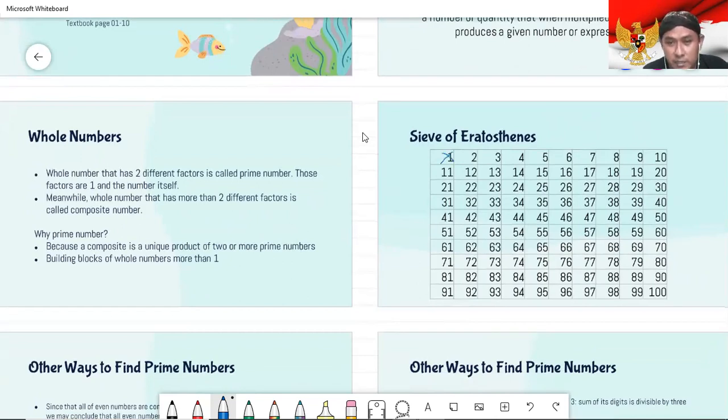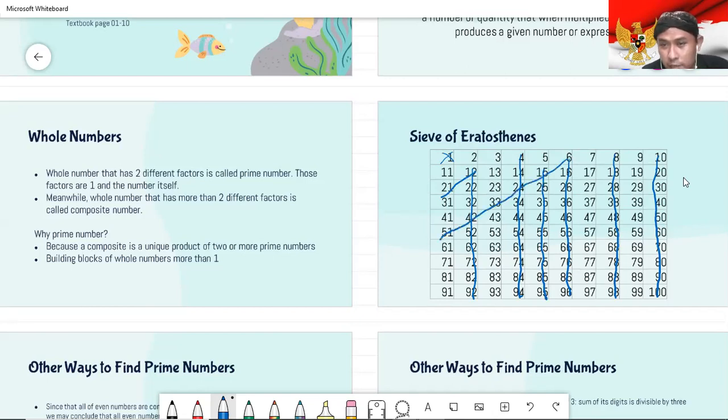Then we can eliminate even numbers. What else? This one, this one, and this one. And also, we can eliminate the multiples of 5. This one. What else? We can eliminate the multiples of 3. Anything else? Oh, this one.